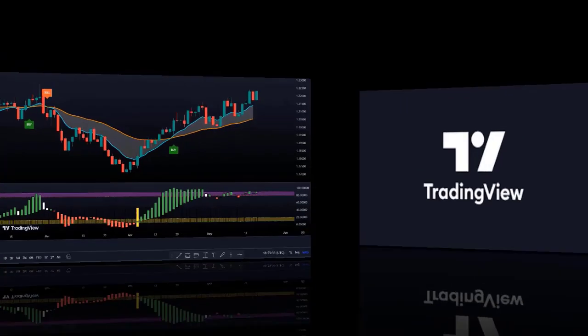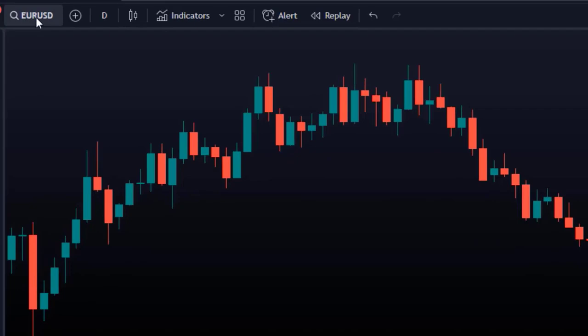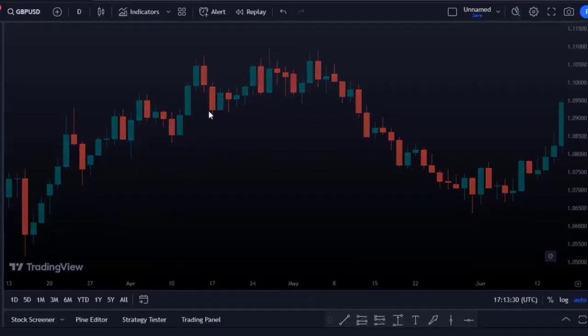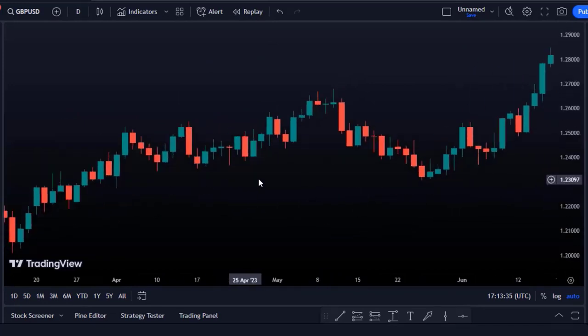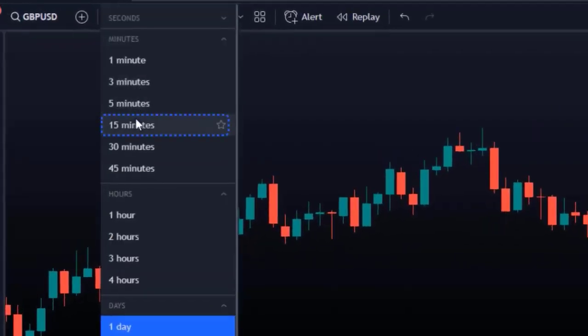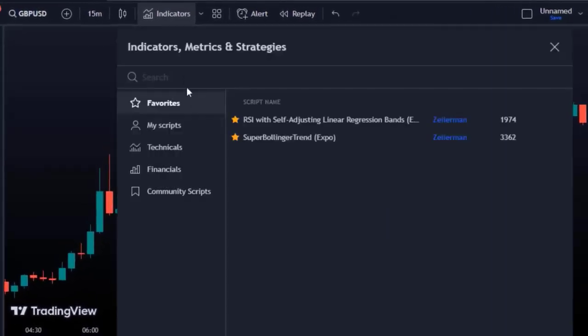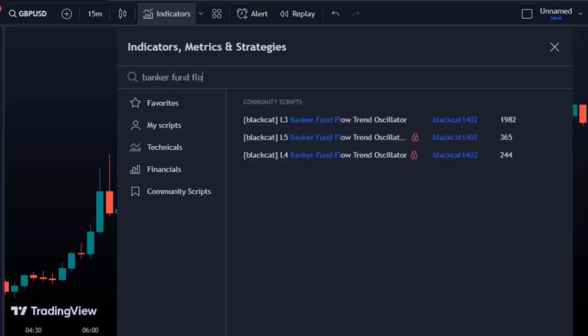First, we're going to open up the TradingView platform and access the chart for the GBP/USD. Once we're on the chart, we'll select the 15-minute time frame to give us a clear view of the recent price action. Next, we'll head over to the Indicators tab and search for our first indicator, which is the Banker Fund Flow Trend. This indicator is crucial because it helps us identify the market trend and sentiment by analyzing the buying and selling activity of institutional investors.